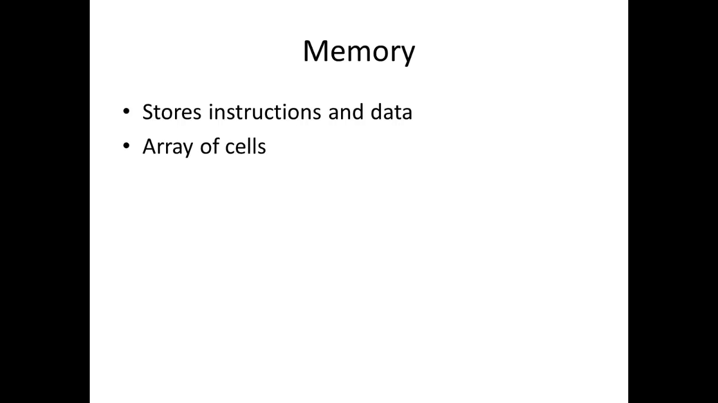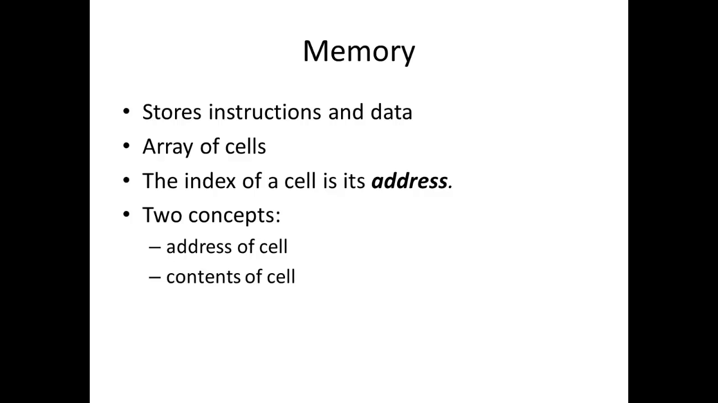Now let's look at memory. The memory stores both the instructions, the individual operations of a program, and the data that the program operates on. There are big implications of this that we will discuss a little later. The memory is organized as an array of cells, just like an array in your favorite programming language. The index of a cell is known as the address of the cell. So there are two concepts that we need to keep straight: the address of a cell and the contents of the cell. Let's take a look at a simple diagram.